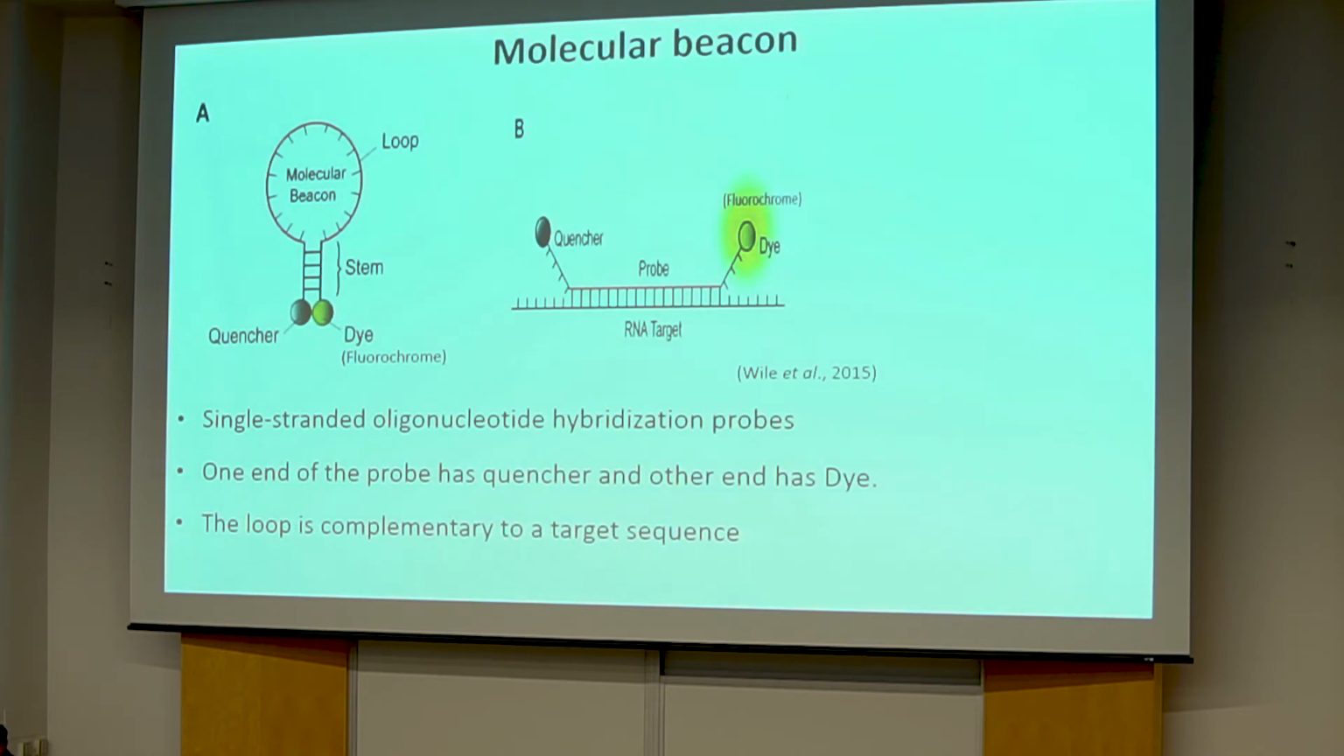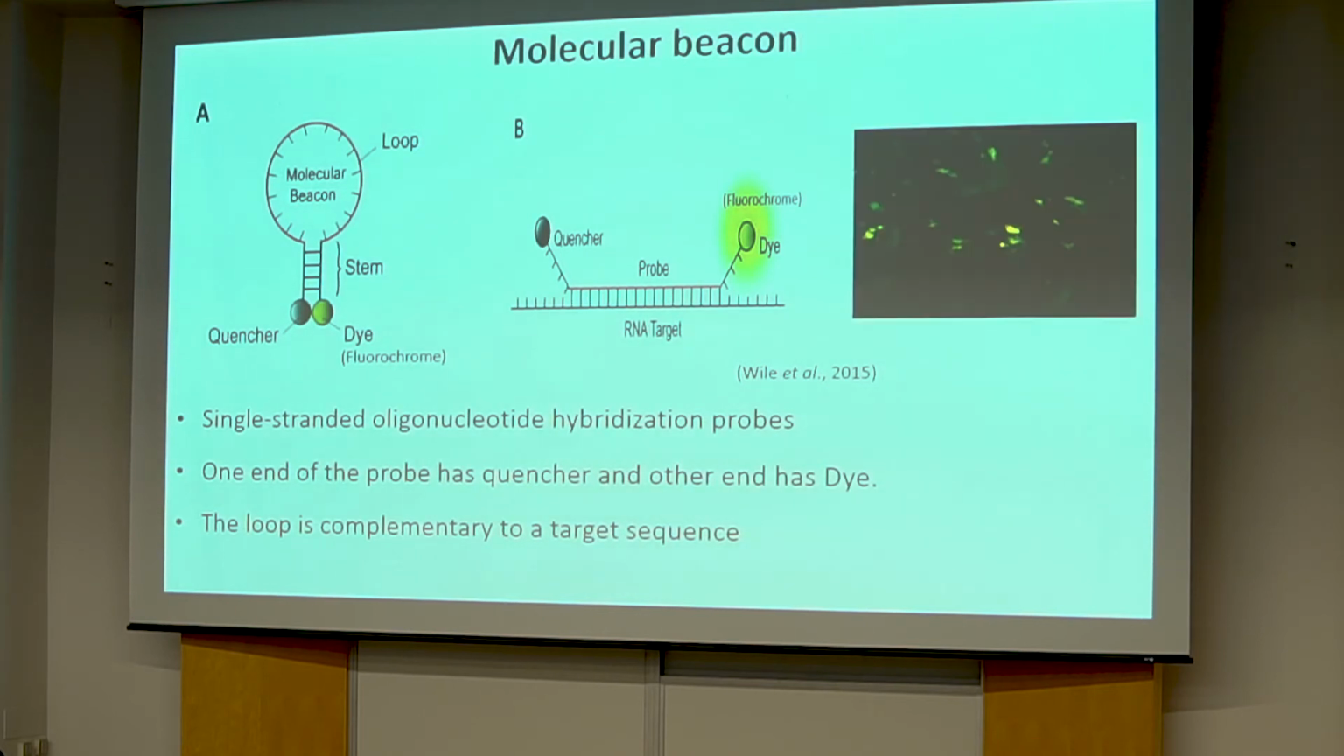Now, when hybridization occurs, these probes attach to the target DNA. So the quencher and dye are separated from each other, and it starts to fluoresce. In that case, it looks like this. You can see that these are the fluorescence.